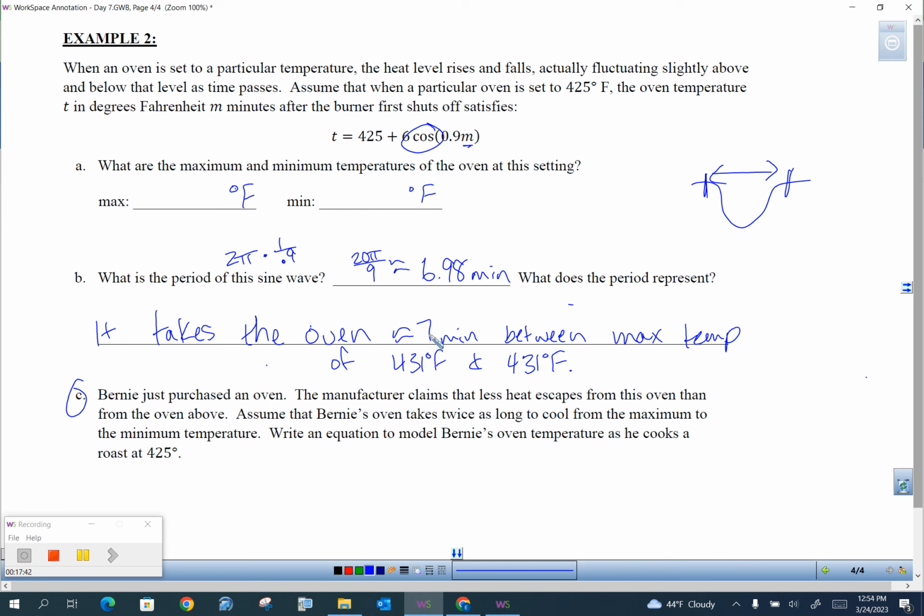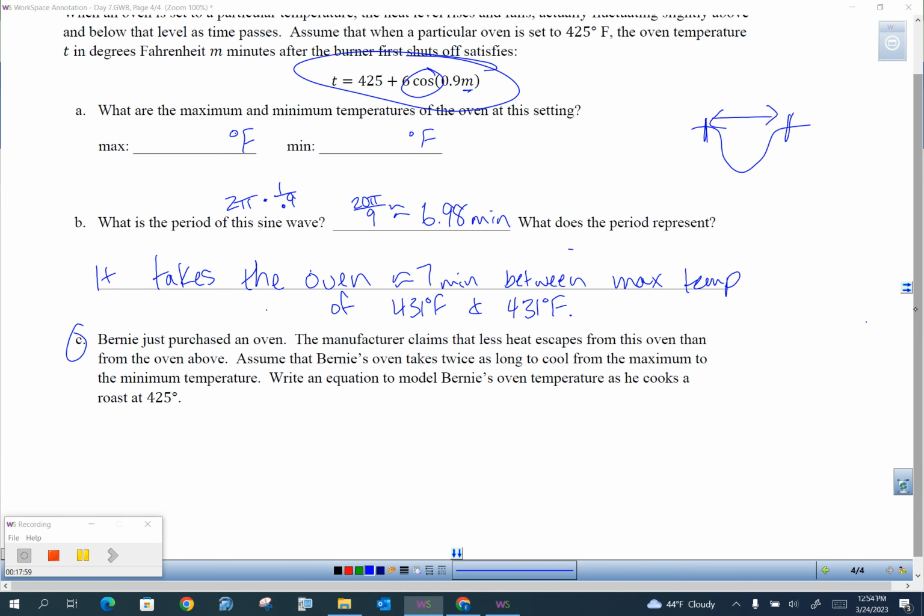All right, so this last one here is the one I really wanted to spend a little bit of time on, and it's talking about this original oven and comparing it to a new oven. It says, this new oven, the manufacturer claims that less heat escapes. Okay, so let's talk for a minute about this cycling process and how it relates to periodic functions.